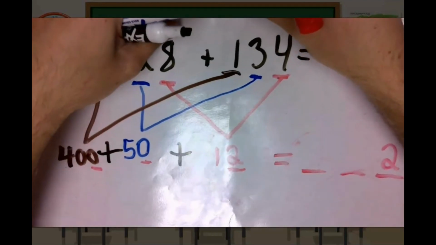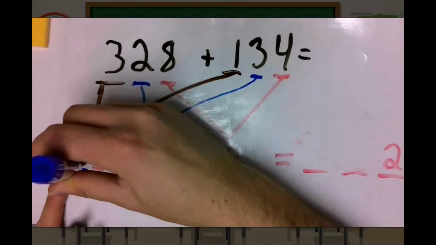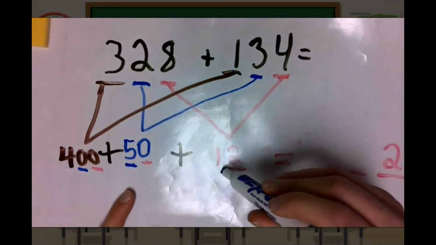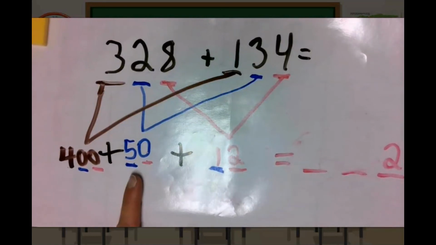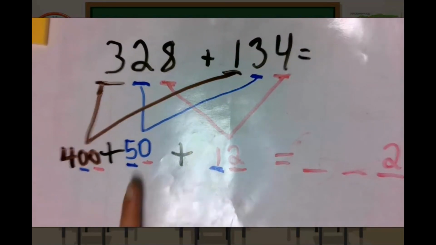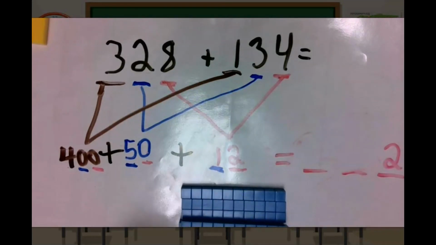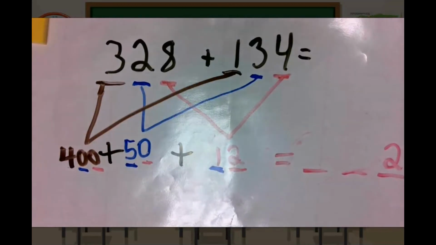Next, let's do our 10s. So, how many 10s are here? 0. Are there 10s in here? Yep, there's 5 10s. And are there 10s here? Yep, there's 1 10. So we have 0 10s plus 5 10s, which is 50. We got 50, and plus another 10. So we have 6 10s.